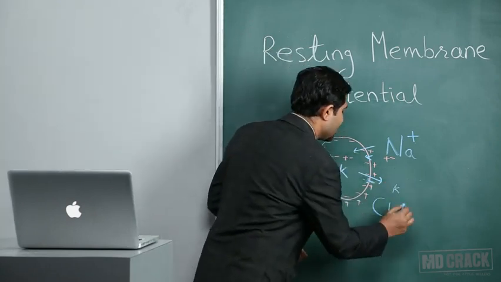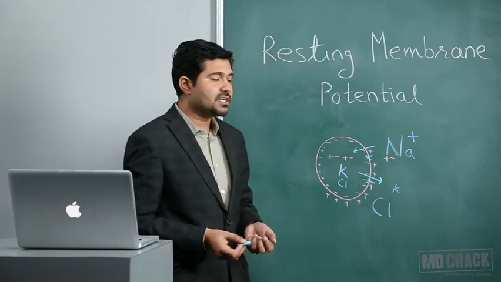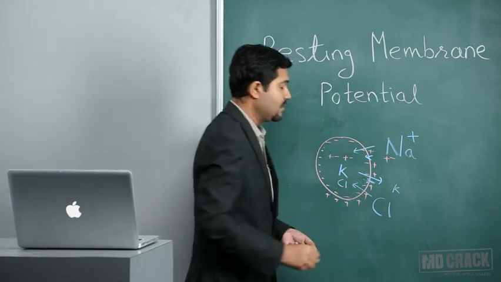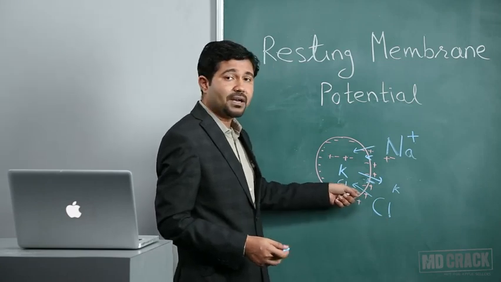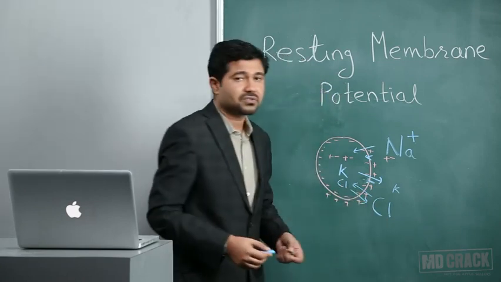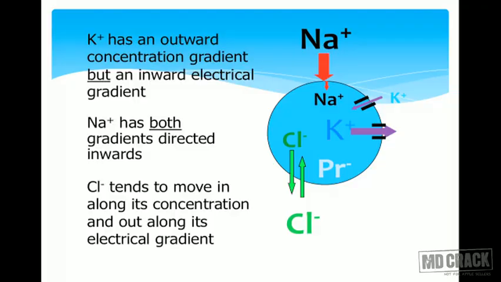When it comes to the chloride ion, what is the picture? Chloride ions will be more outside, they are less inside. So the concentration gradient is directed inside, but chloride ion is negative, so the negative will repel. So the electrical gradient force will direct it outside. This you have to remember, as you can see in this picture. For the sodium ion, the concentration gradient force as well as the electrical gradient force are directed inside. For the potassium ion, the concentration gradient force is directed outside and the electrical gradient force is directed inside. For the chloride ion, the concentration gradient force is directed inside and the electrical gradient force is directed outside.